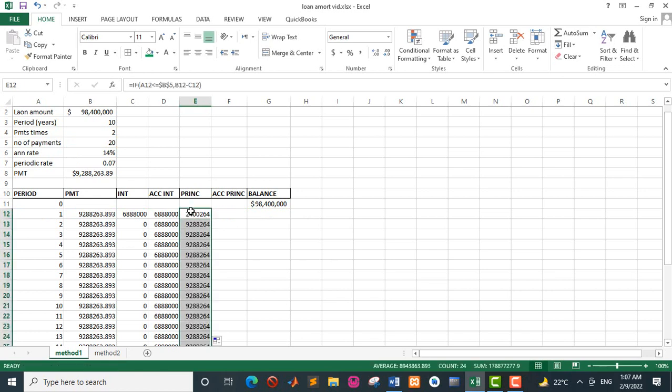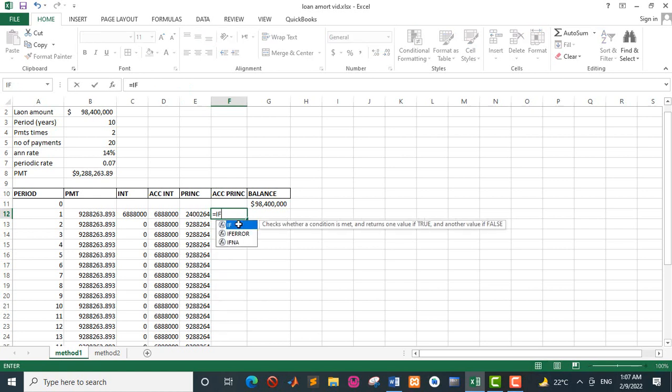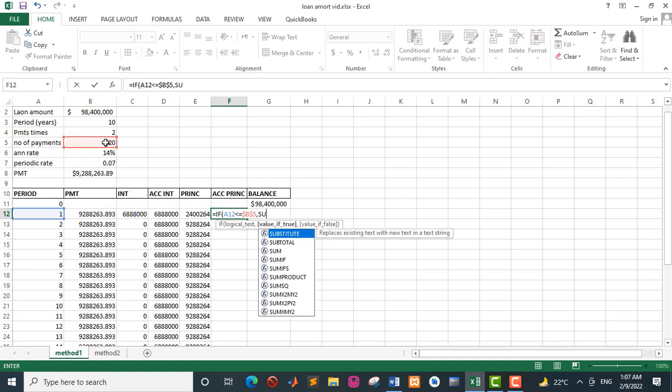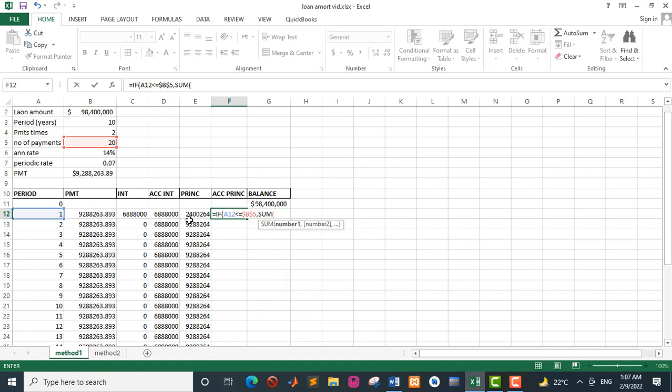Now to accumulate the principal, which is the amount that is used for recovering the loan amount, we use the same function that we used right here. So we shall say if the period starting from 1 is less than or equals to 20, we fix it. What should happen? We should sum. That is, we should accumulate the principal to know how much we have recovered so far.